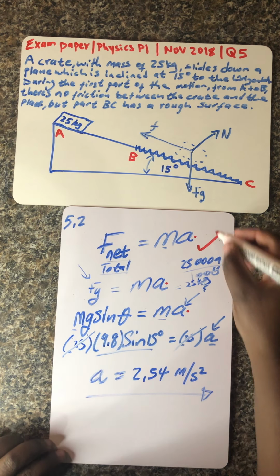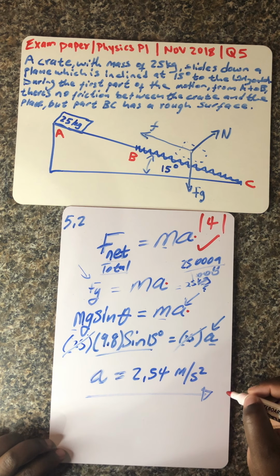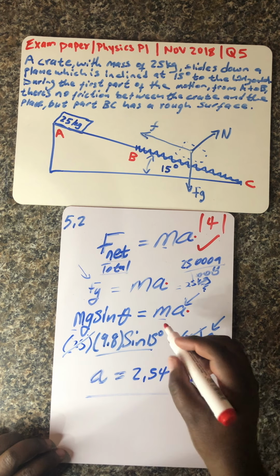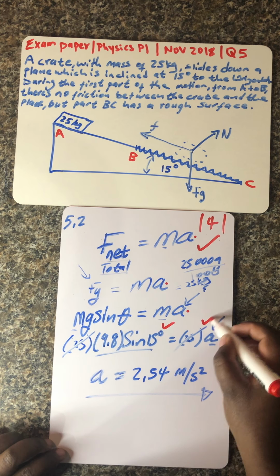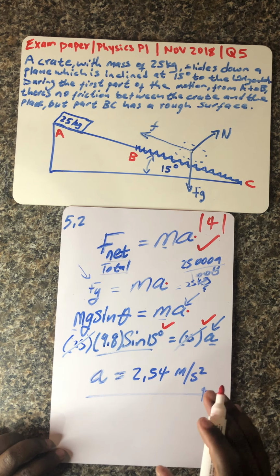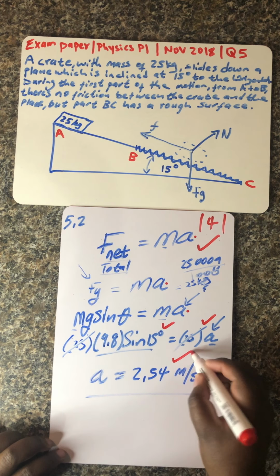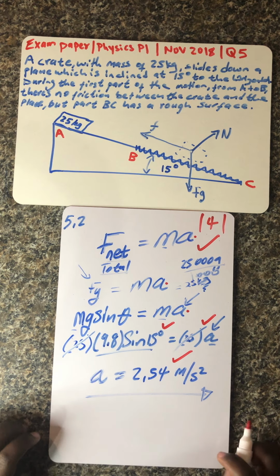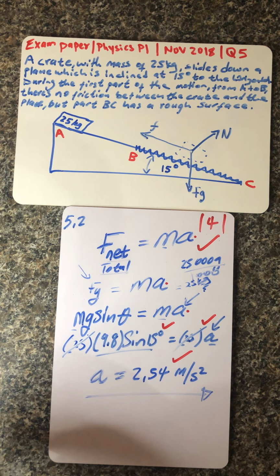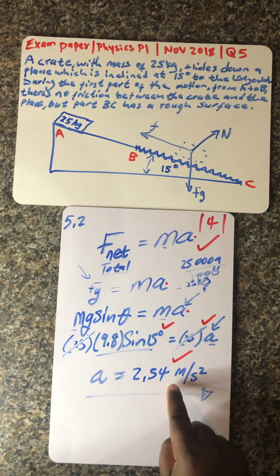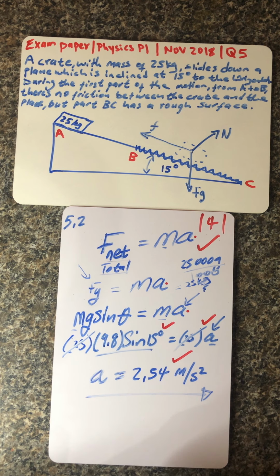So this is where you score your first mark. Where do you get your second mark? For correct substitution, guys, for you to substitute correctly, we give you a mark. Obviously this is where you score your last mark. That's an obvious thing. Your last answer is allocated a mark. But most importantly, it should have the correct SI unit. Don't just say 2.54. You might lose a mark, you might score half a mark, I'm not sure.